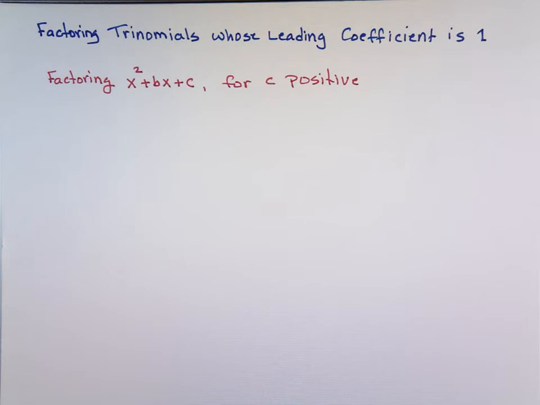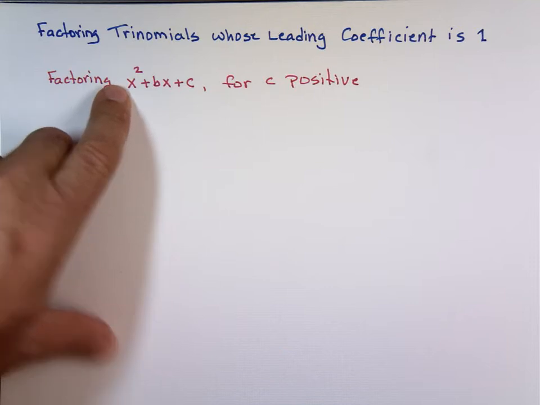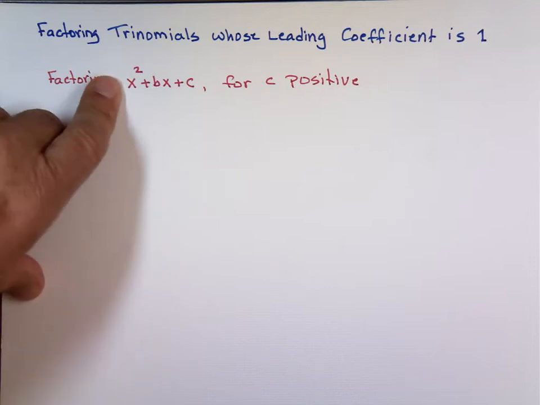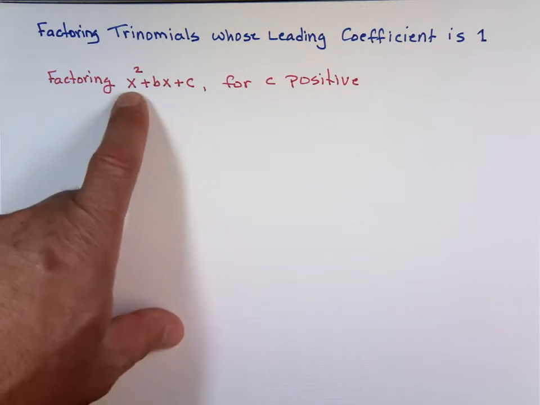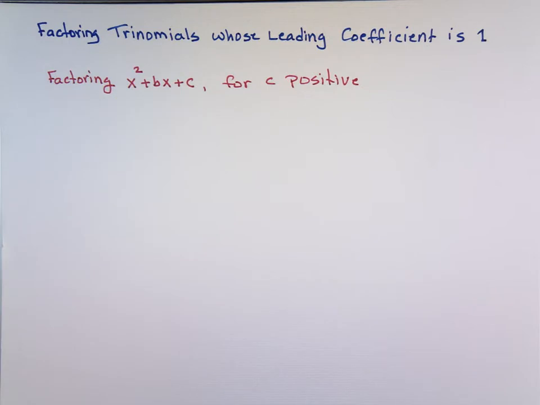In this video, we're going to learn how to factor trinomials with the leading coefficient of 1. That means the number in front of x squared is actually a 1. If that number is not a 1, it's a little bit more complicated. We'll cover that in the next video. So all the examples you're going to see in this video, the x squared will have a coefficient of 1.